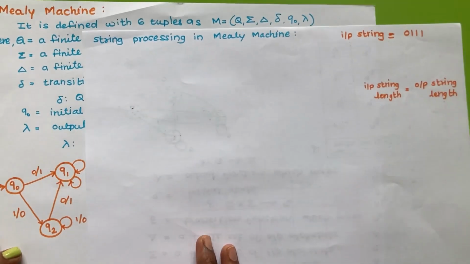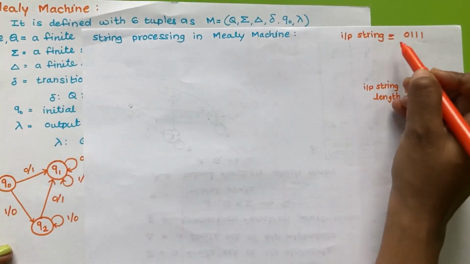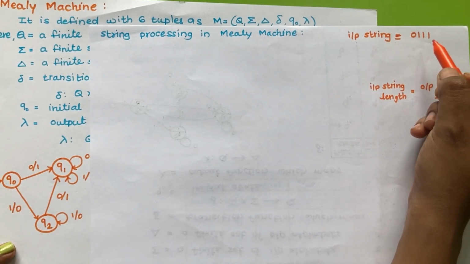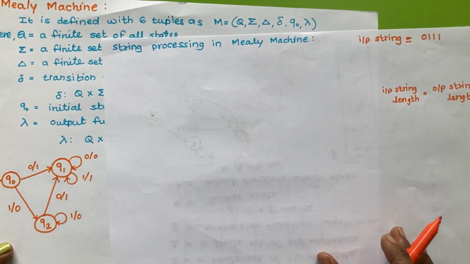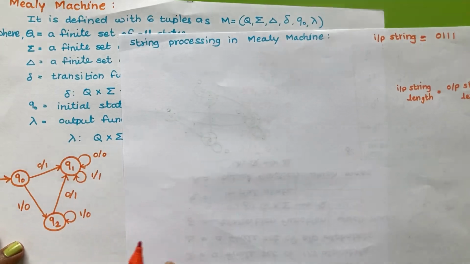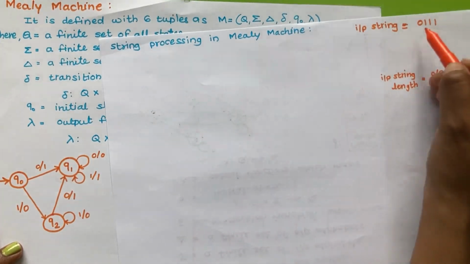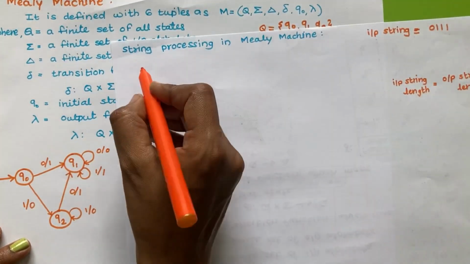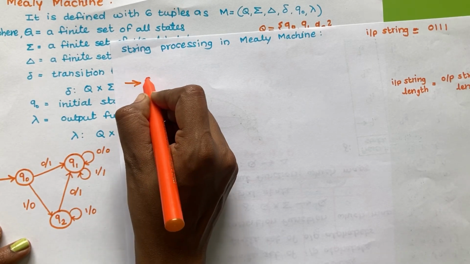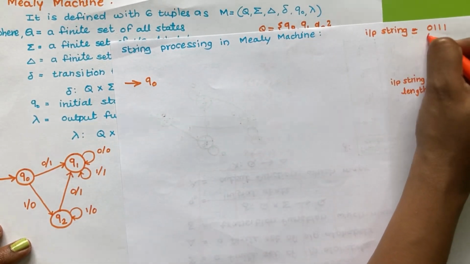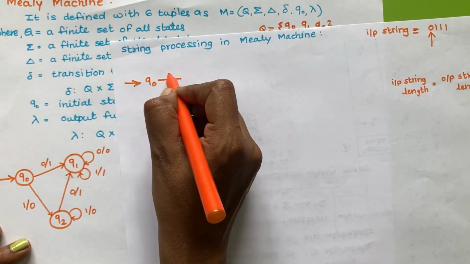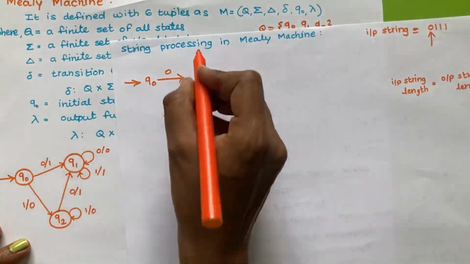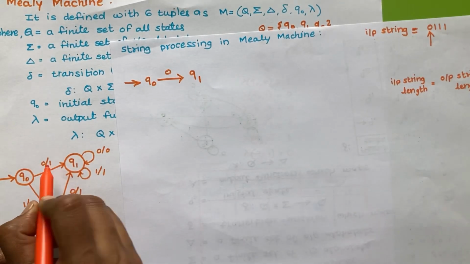For that purpose I'll take one example string. So 0111 will be considered as the input string, and we have the Mealy machine as given. We'll see how this string is processed. First it will go to state Q0 and we'll get input 0. If we supply 0 input to state Q0, then it will go to state Q1 and this 0 will get replaced with 1.